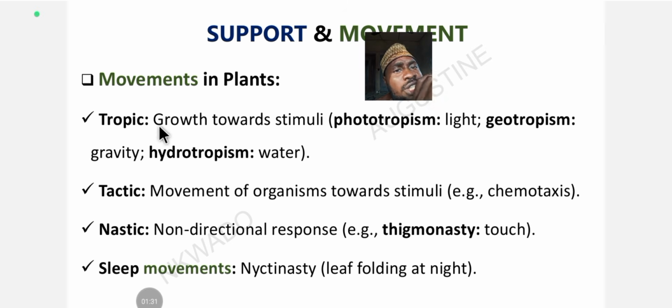This tropic movement is the growth movement exhibited by plants. When a plant grows towards a stimulus, it is called tropic. That's tropic movement: when a plant grows towards stimuli.